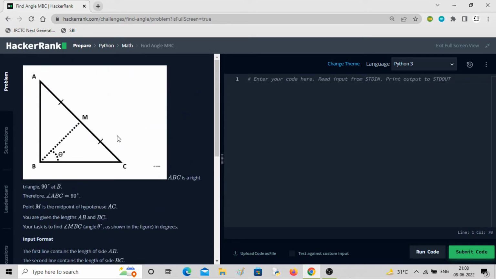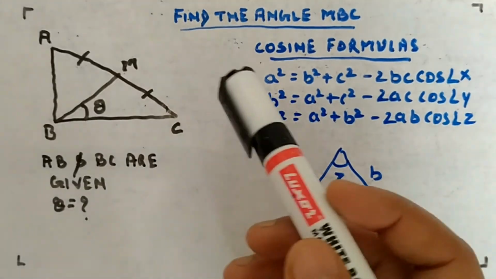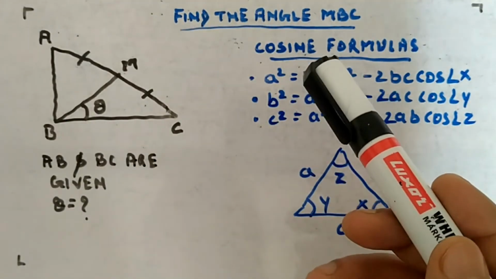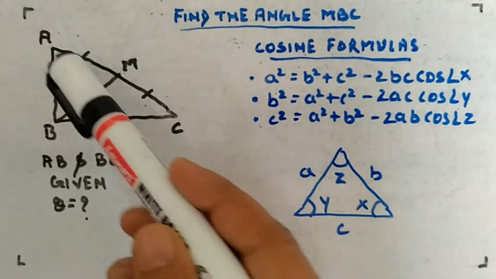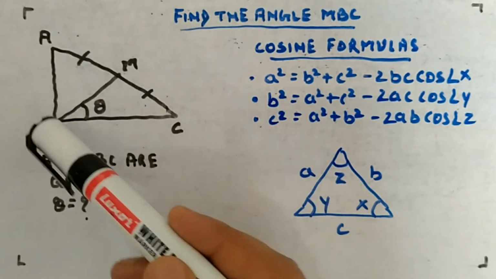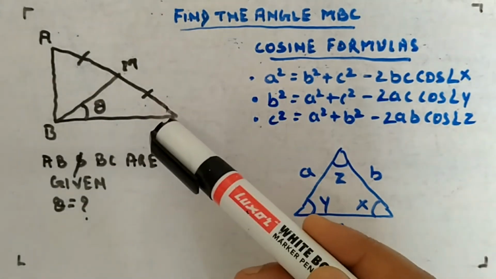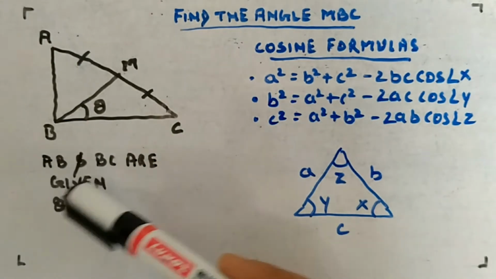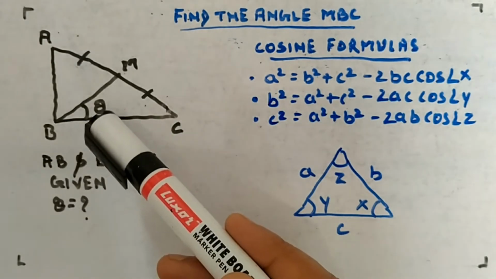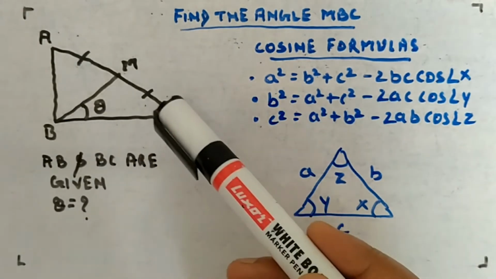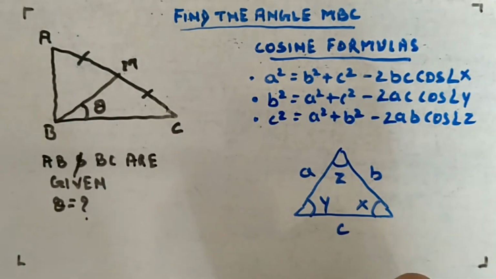I'll go through the logic I'll be using, and then I'll implement it in code. So let's go to the whiteboard where I'll explain the logic, and then we'll implement the same thing in code as well. Okay, so I've written the problem here. Find the angle MBC. This is the triangle given to us, a right angle triangle at B, ABC. AB and BC will be given to us. We have to calculate this angle theta, whereas MC equal to AM is given to us.